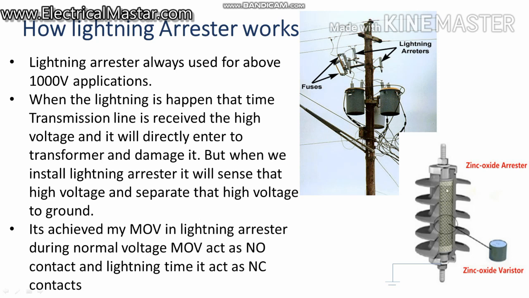At normal times the lightning arrestor acts like an open contact, and whenever a lightning stroke happens, it senses that high voltage, closes this contact and sends that high voltage to the ground. How is it sensing this high voltage? It senses by use of the MOV, also called ZOV. It is a metal oxide varistor or zinc oxide varistor. The purpose of this varistor is to sense the high voltage.